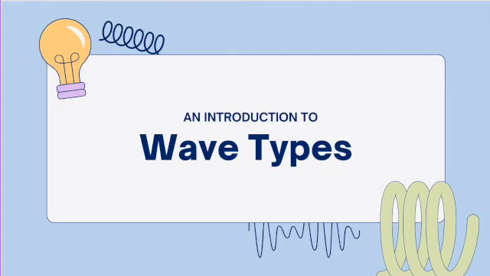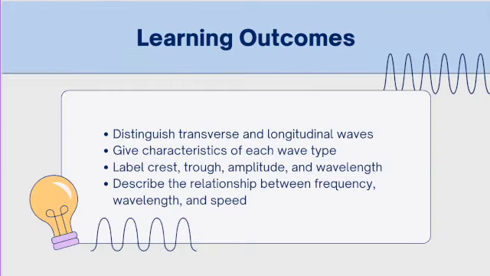Class, this is Miss McBrayer, and today we are going to be learning an introduction to wave types. As we go through this PowerPoint and do the activity throughout, I want you guys to follow along on your guided worksheet. At the end of this class today, I want you guys to be able to distinguish transverse and longitudinal waves, give characteristics of each wave type, label the crest, trough, amplitude, and wavelength of a wave, and describe the relationship between frequency, wavelength, and speed.